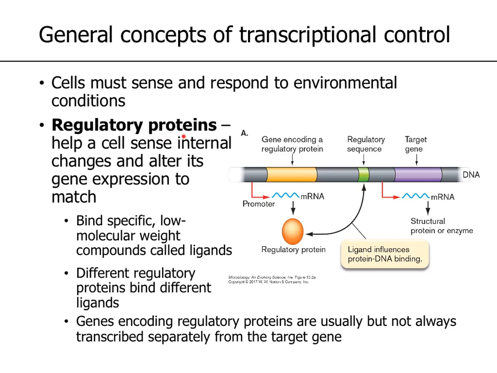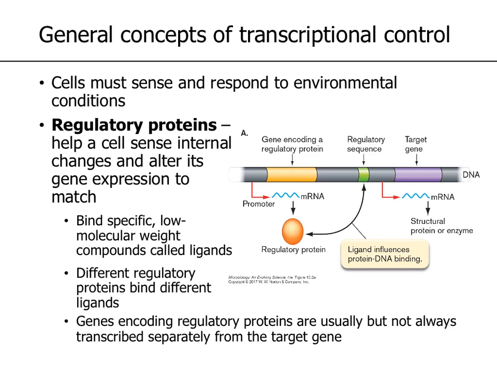So the main thing is that we have these regulatory proteins. These help the cell sense internal changes and then alter its gene expression to match whatever it needs to do. So here's an example of a regulatory protein. It usually involves the binding of a low molecular weight molecule called a ligand. This picture doesn't draw the actual ligand, but it kind of references it here. We'll get to the ligands in the next couple of slides. But different regulatory proteins bind different ligands, so there's specific binding that they have to find and match each other.